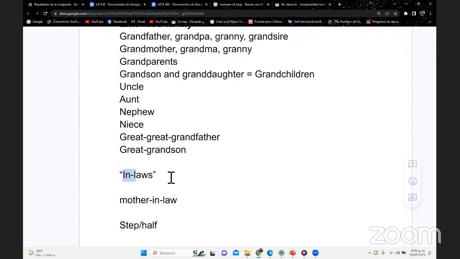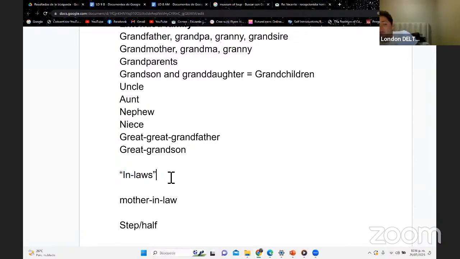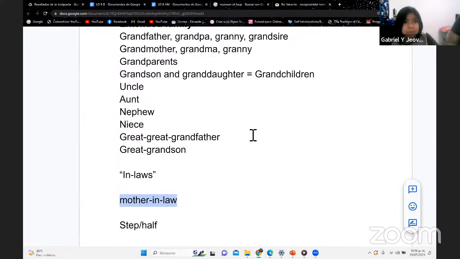En esta parte, exacto, in-laws, vamos a hablar de personas que no son, digamos, de tu familia, pero son la familia de la persona con la que te casaste, ¿ok? So, mother-in-law sería la suegra, all right? Well, in English, they also have a funny saying, they say, monster-in-law. If you don't like your mother-in-law, you can say monster-in-law.